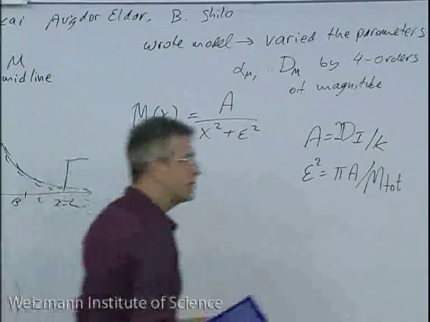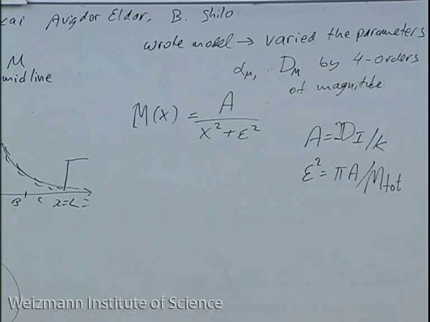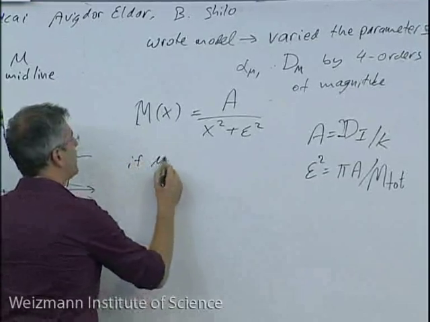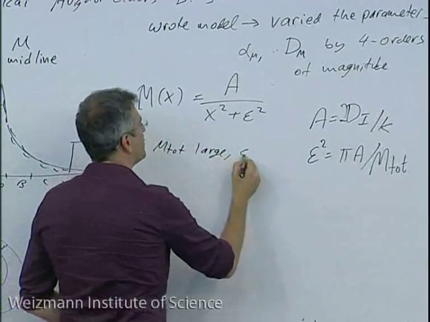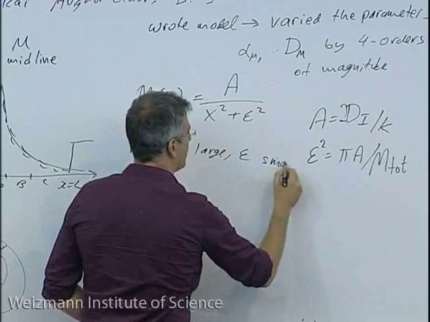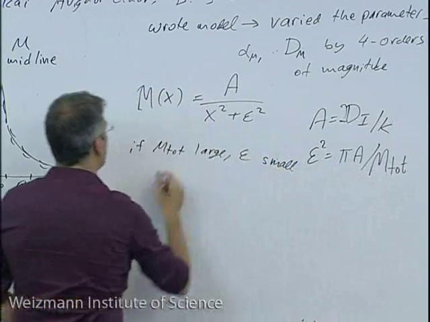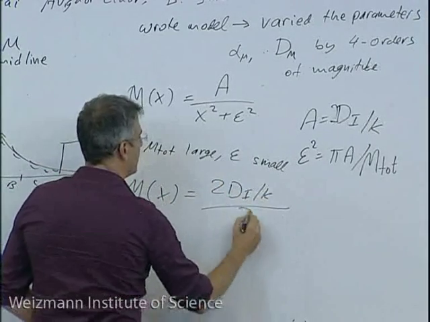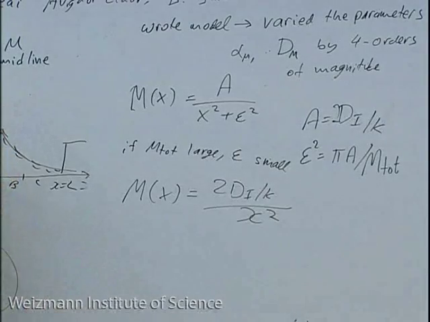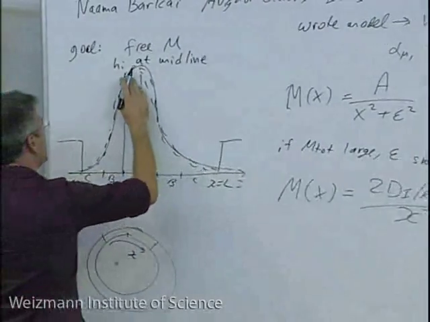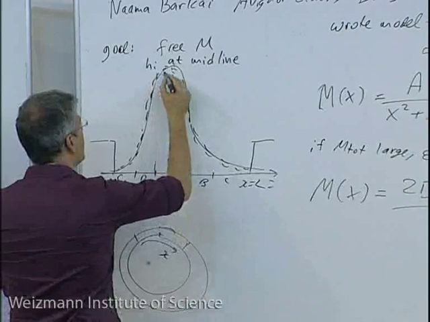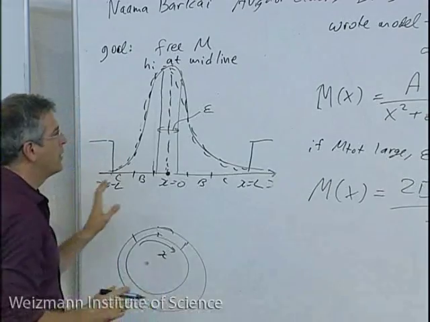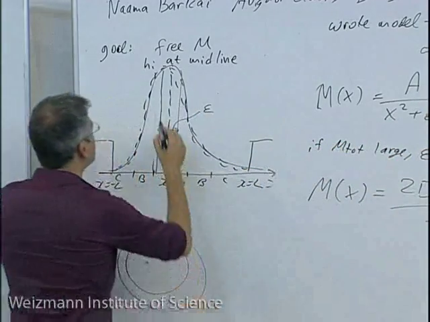So let's just look at the solution. It's very interesting. If m tot is large, epsilon of course is small, because epsilon squared goes as 1 over m tot. And then m of x looks like this, very similar to what we had last time. There can be a small region of size epsilon where changing the morphogen concentration makes a difference.